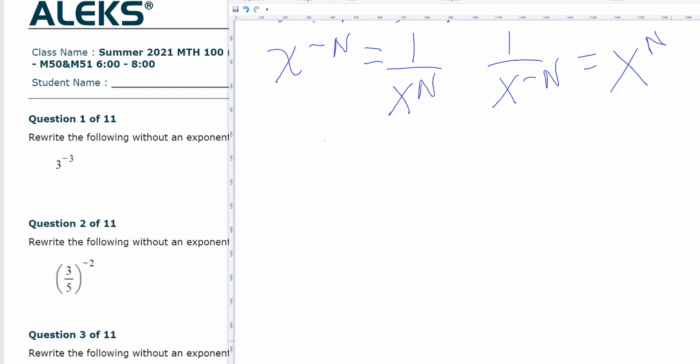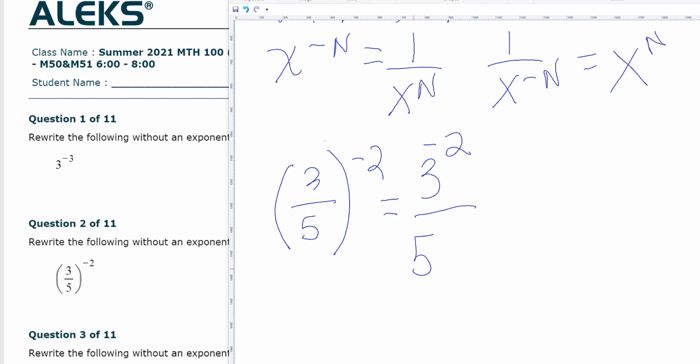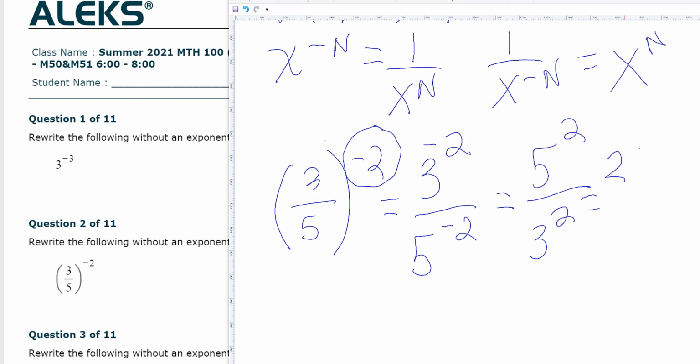Number 2, 3/5 to the negative 2. Well, when you have a fraction raised to a power, you raise the numerator to the power and the denominator to the power. So that's going to give me 5 squared over 3 squared. Notice that this negative exponent changed the position of both the numerator and the denominator, and both the numerator and the denominator must be squared. So our answer there is going to be 25 over 9 for number 2.